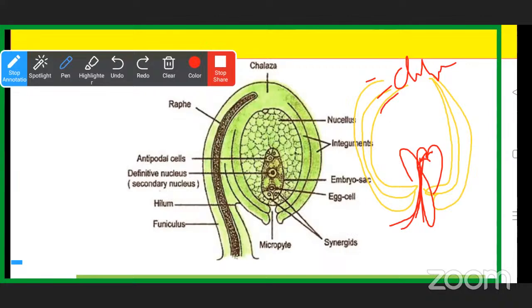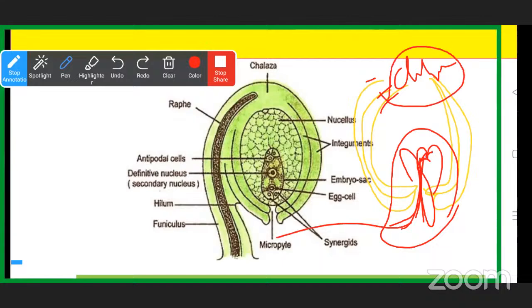Chalazal end and micropylar end. You can see the egg apparatus is always toward the micropylar end, and antipodal cells will be at the chalazal end. Antipodal cells will be present at the chalazal end, and the egg apparatus will be present at the micropylar end. They ask the question: the egg apparatus will be present in which end? Chalazal end or micropylar end, in the middle, or in the integuments, where is it? Okay.